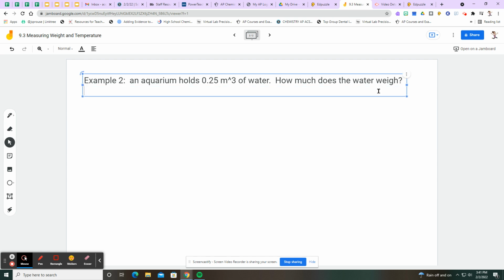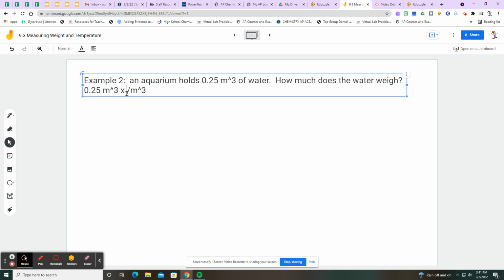All right, so let's do this conversion. I can always start with what you're given, 0.25 meters cubed times... I want to have grams or kilograms, and I want to get rid of my meters cubed. So I'm going to have meters cubed be in the bottom, so that I can get rid of it.